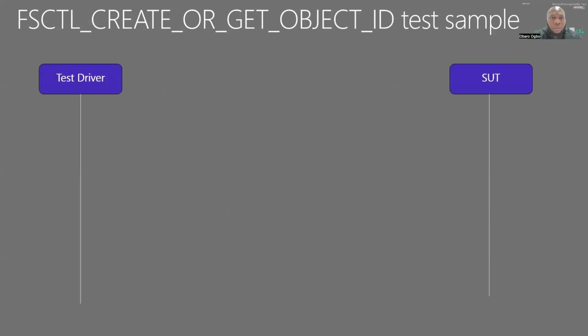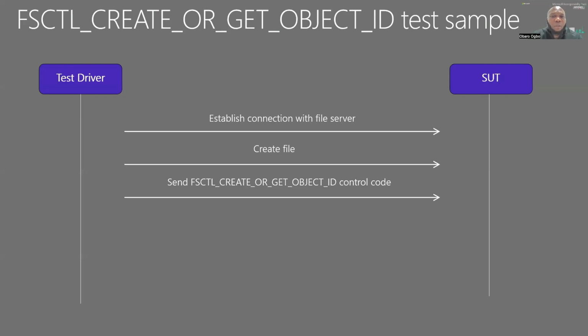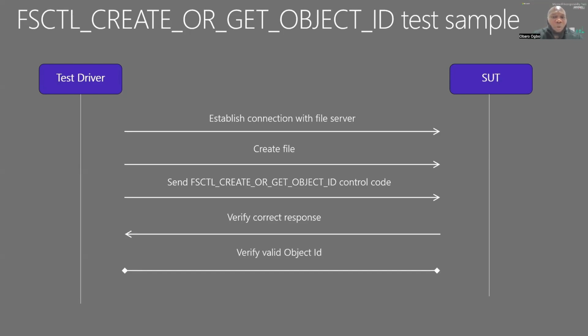So the steps for this, we have the test or the driver computer and the SUT. The driver establishes a connection with the SUT, creates a file on the SUT, and then sends the control code, create or get object ID. We receive a response from the SUT, and we verify that the response contains a valid object ID object, which is a GUID. If it's valid, the test is passed. If it's invalid or one of the error codes, then the test is failed.